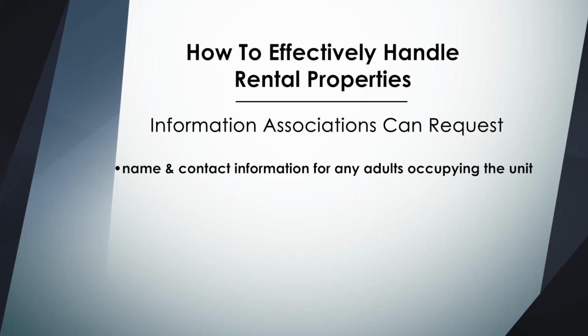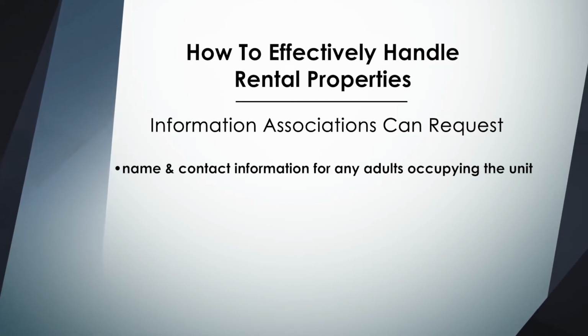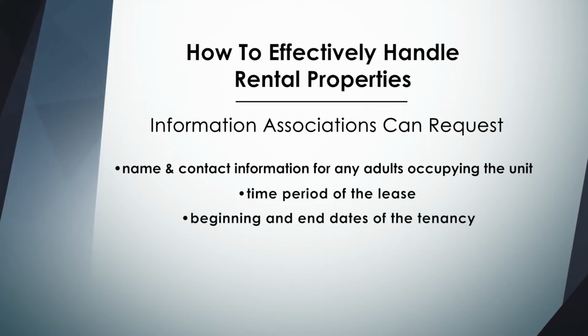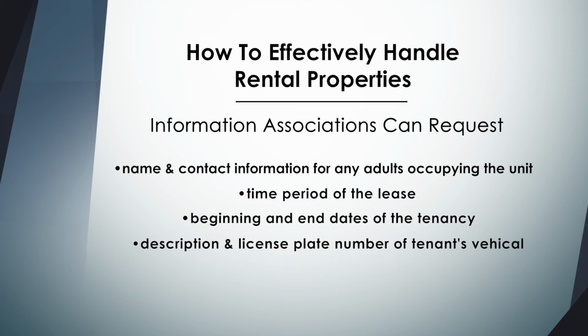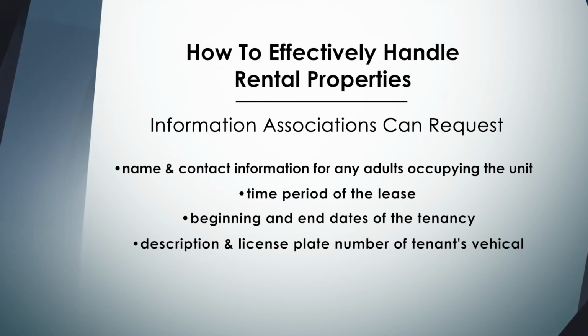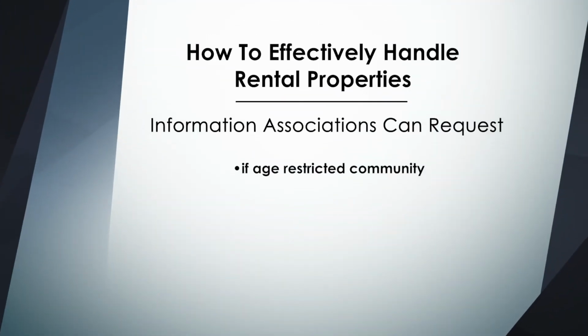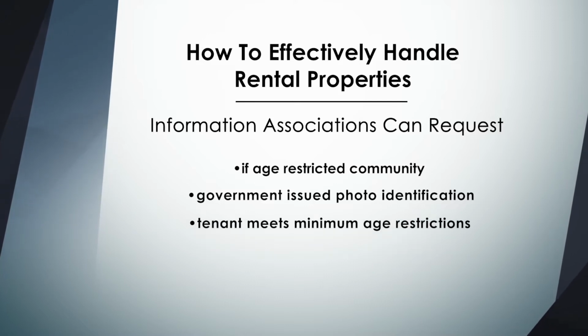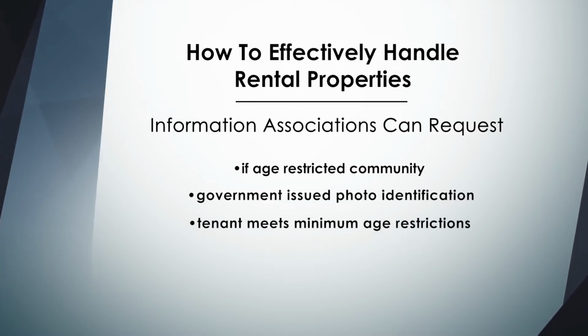Associations can only ask for the following information regarding rental properties: the name and contact information for any adults occupying the unit, the time period of the lease, including the beginning and ending dates of the tenancy, and a description and license plate numbers of the tenant's vehicles. If the association is an age-restricted community, the owner, owner's agent, or tenant must provide the association or its manager with government-issued identification with a photograph of the tenant and confirmation that the tenant meets the association's minimum age restriction.